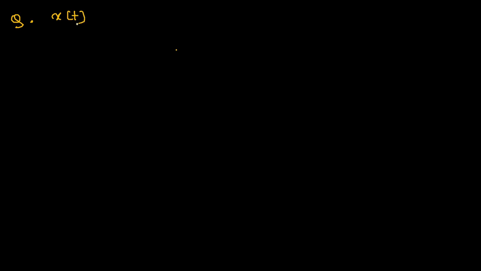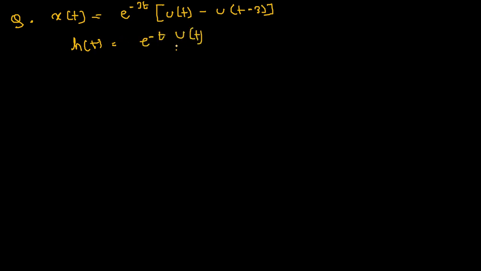Let's take x of t is equal to e to the power minus 3t into u of t minus u of t minus 3. So this is the last question for convolution, and correlation is almost the same, and in fact it's an easier version of convolution. So we are almost done with all the major concepts. So let's take h of t is e to the power minus t into u of t.